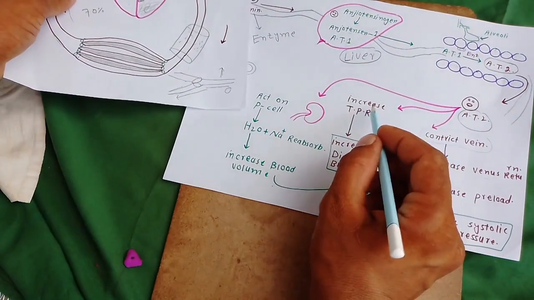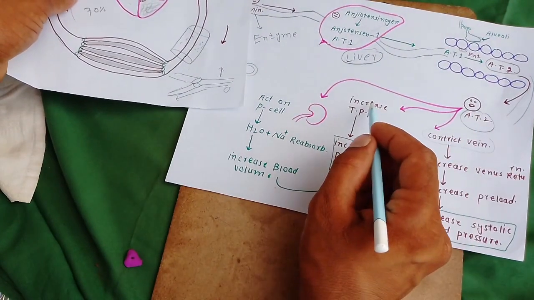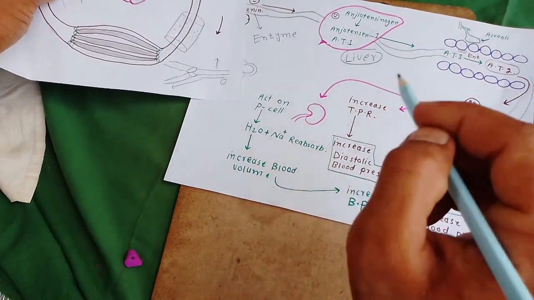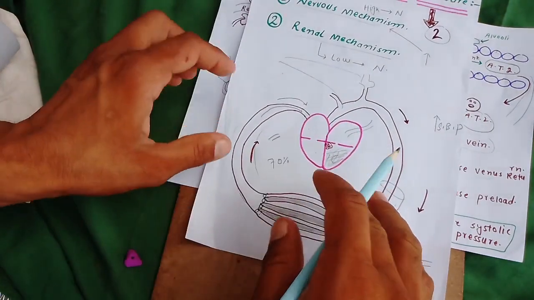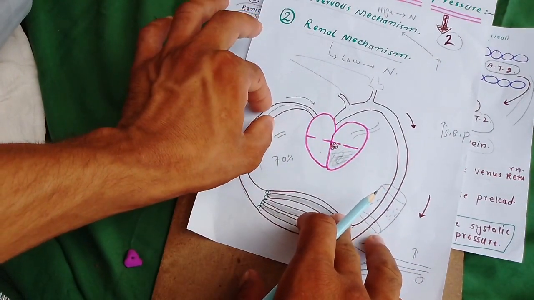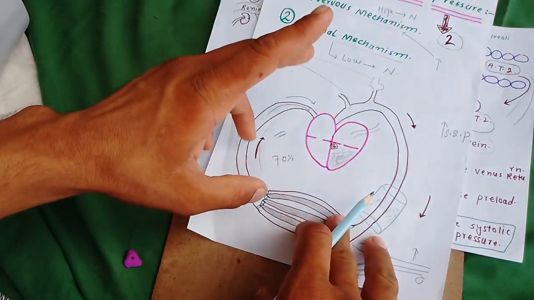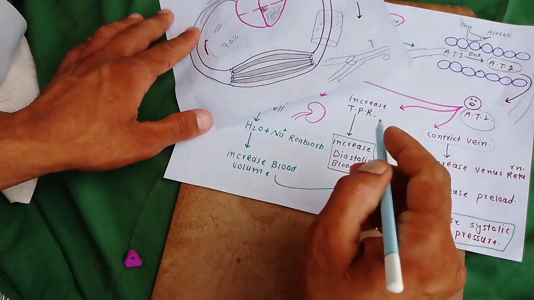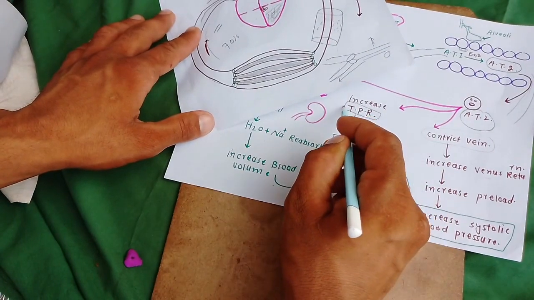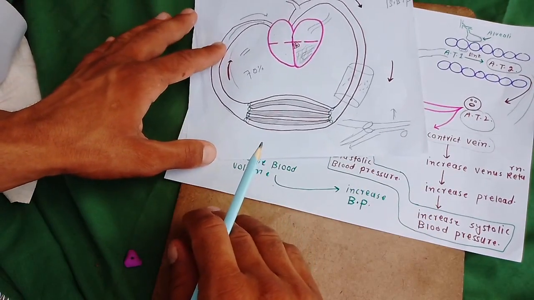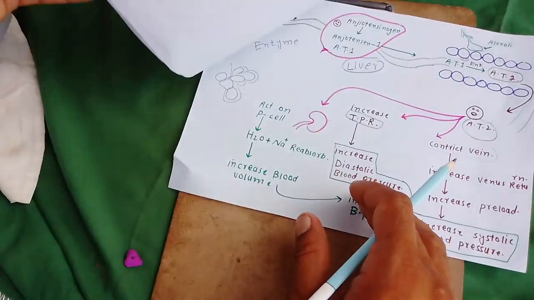Another most important function of the AT2 is to increase total peripheral resistance. It contracts the veins, and a large amount of blood is coming here. Another point: it increases the total peripheral resistance, the TPR. What is meant by the TPR?